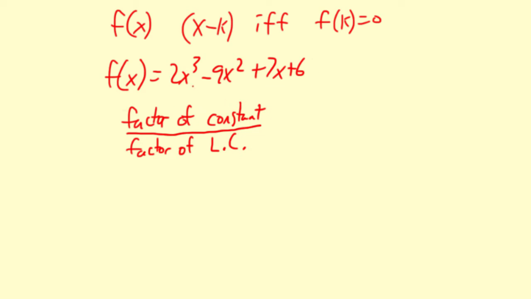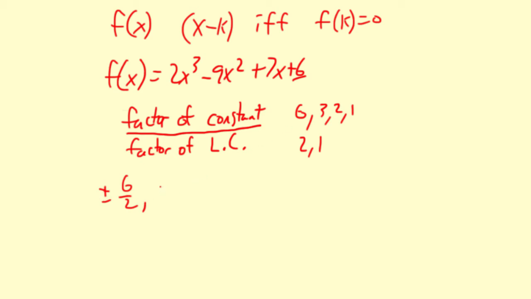Factors of the constant term. Well, the constant term is 6. So that is 6, 3, 2, 1. Factors of the leading coefficient. Well, the leading coefficient is 2, so it could be 2 or 1. So these are all possible factors when you divide them. So in other words, 6 divided by 2 is one possible factor. And by the way, these factors can be positive or negative, so you need to put plus or minus in front of the possible factor list.